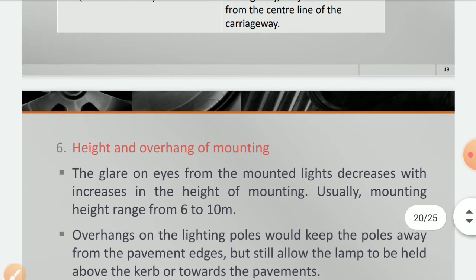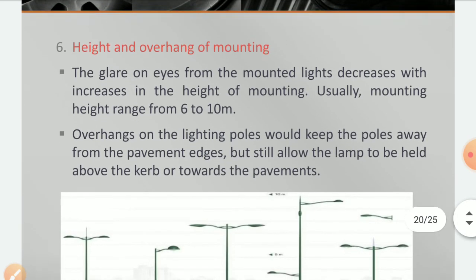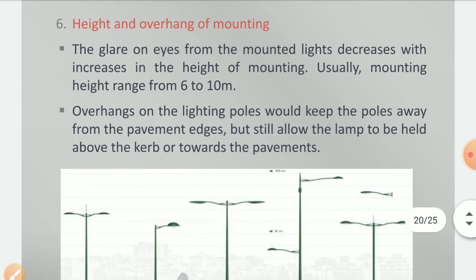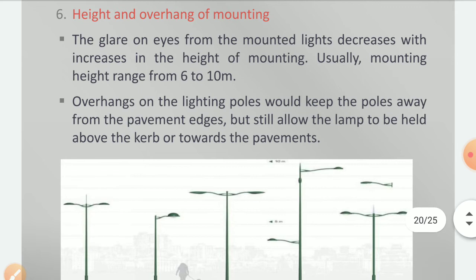Then, height and overhang of the mounting. How much height your light should be at and other things, there is a specification for street lighting. We have to follow those specifications to achieve the required lighting scheme. So at what height you have to place your light is also something you have to concentrate on.